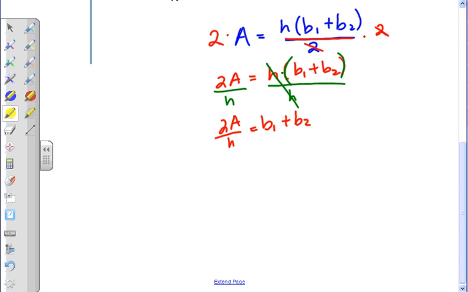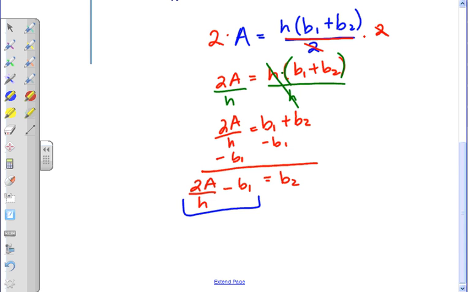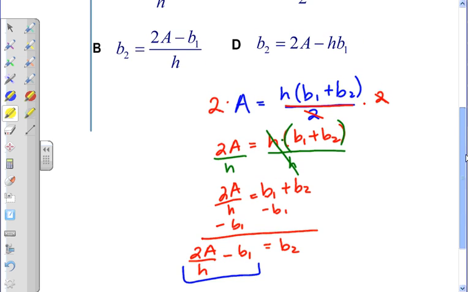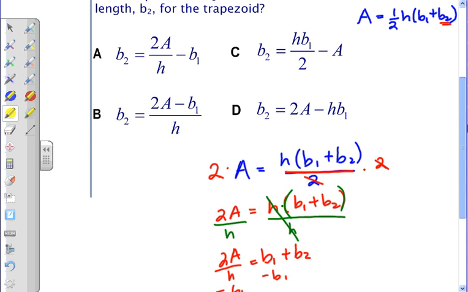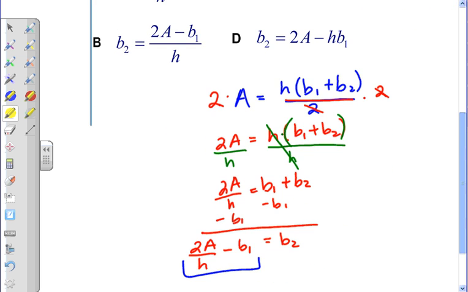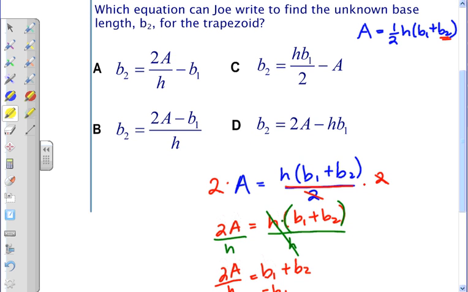Remember, we're trying to solve for the second base. So we have addition, so we'll undo it with subtraction. So 2A over H minus B1 is equal to B2. So let's see if we see this expression as any of the answer choices. 2A over H minus B1. So there it is. So it looks like A is the correct answer.